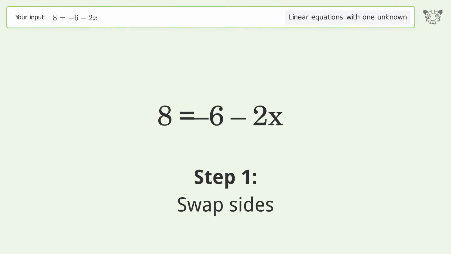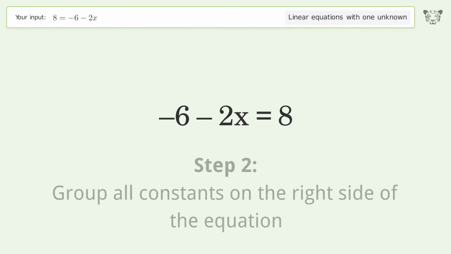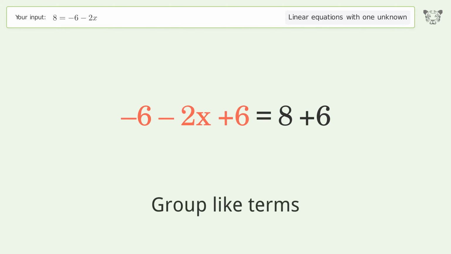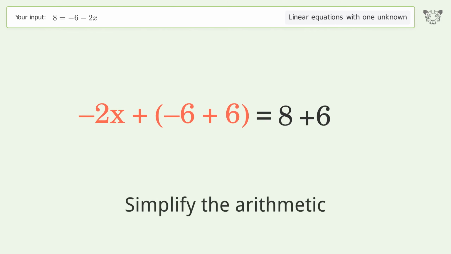Swap sides. Group all constants on the right side of the equation. Add 6 to both sides. Group like terms. Simplify the arithmetic.